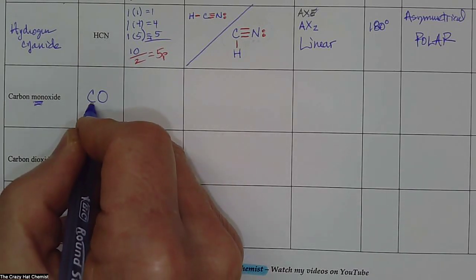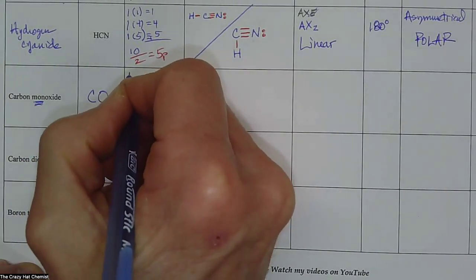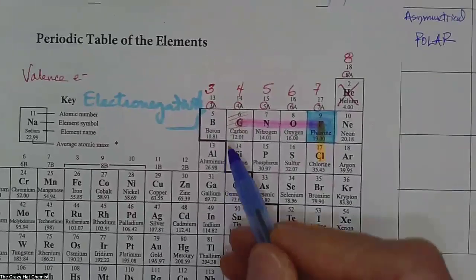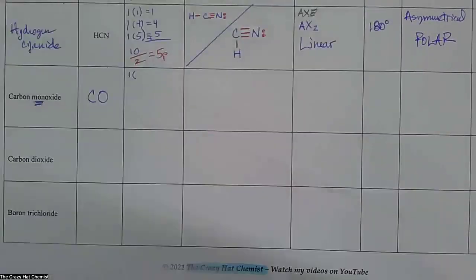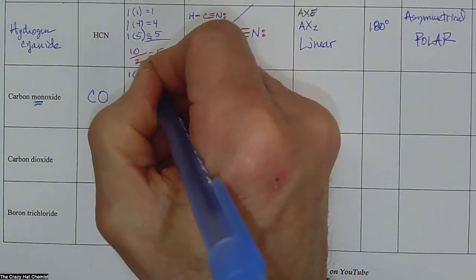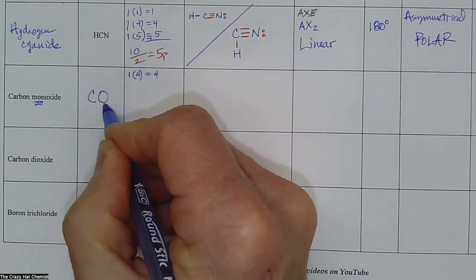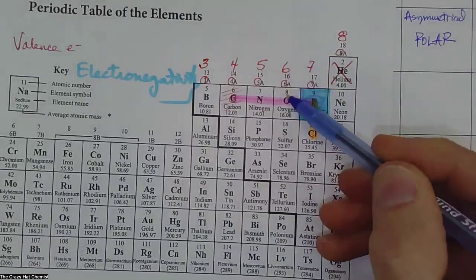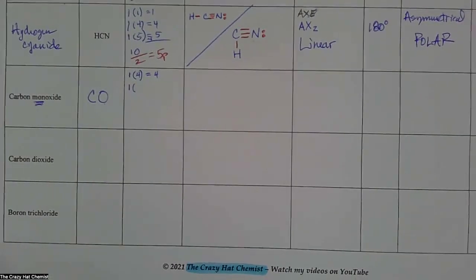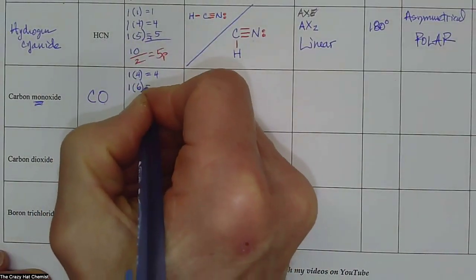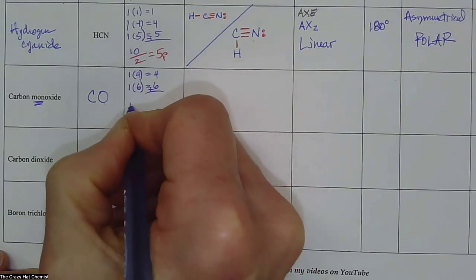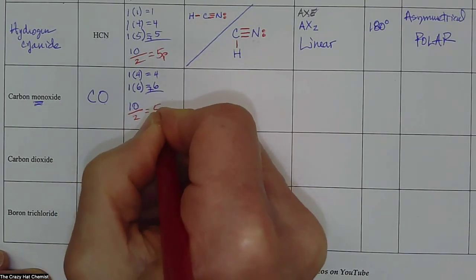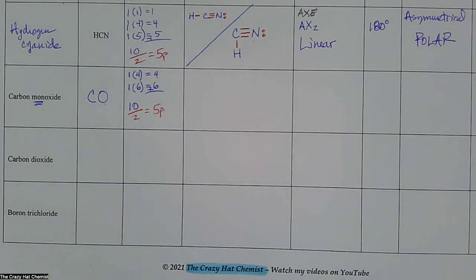How many carbons are in this formula? One. So there's one carbon. How many valence electrons in carbon? There are 4 valence electrons in carbon. So 1 times 4 is 4. Then how many oxygens? There's 1 oxygen. How many valence electrons in oxygen? That is 6. So I'm going to add those up. That's a total of 10. And as always, we are going to divide by 2, and that will give us 5 pair.